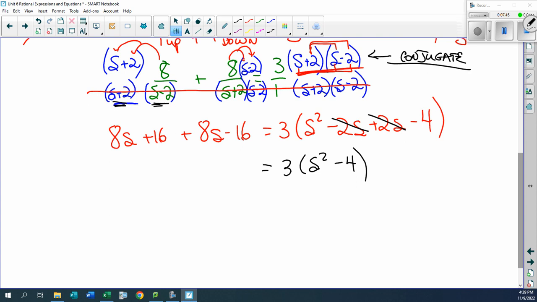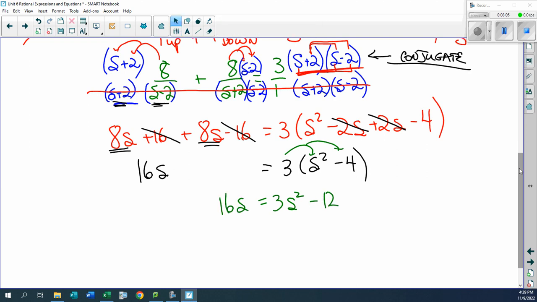Okay, look on this side. Let's combine 8S and 8S. 16S. 16 and minus 6. Oh, how pretty. Those are gone. Okay, let's clean it up some more. Let's distribute this. Woohoo! I got 3S squared minus 12 equals 16S.